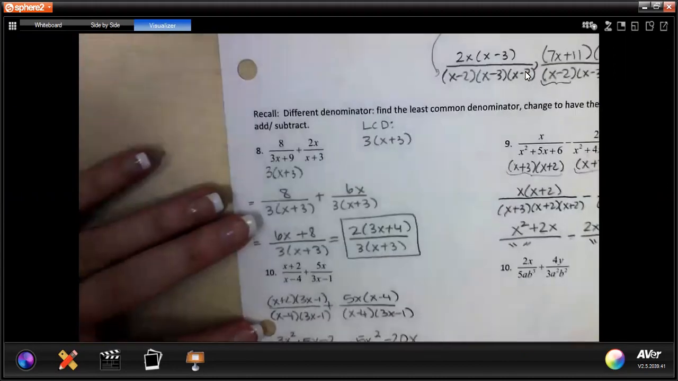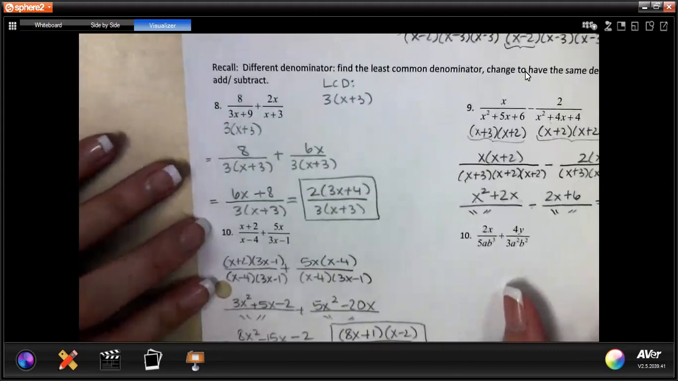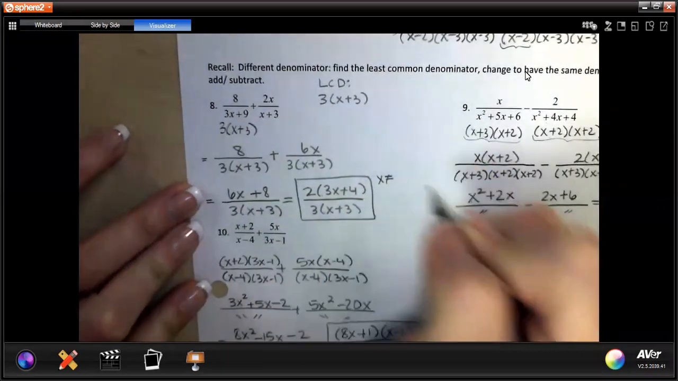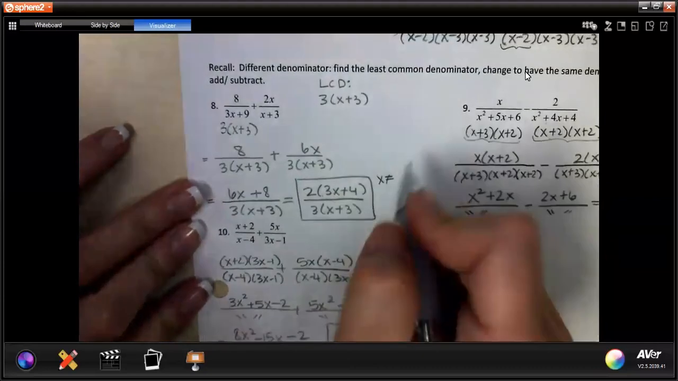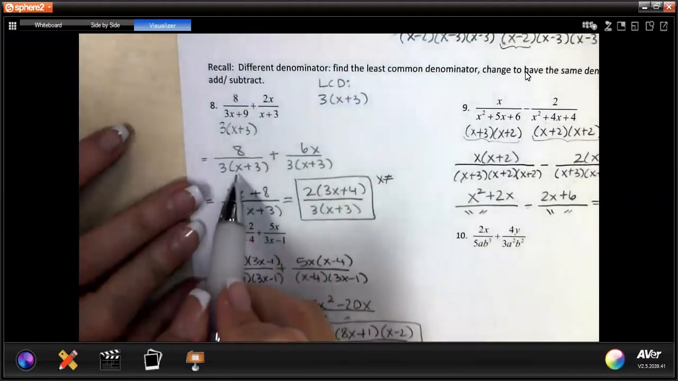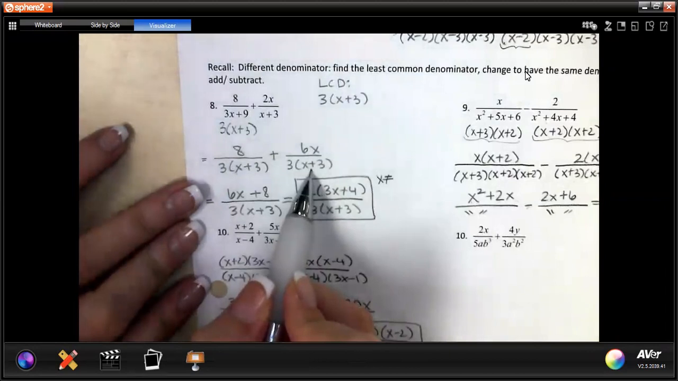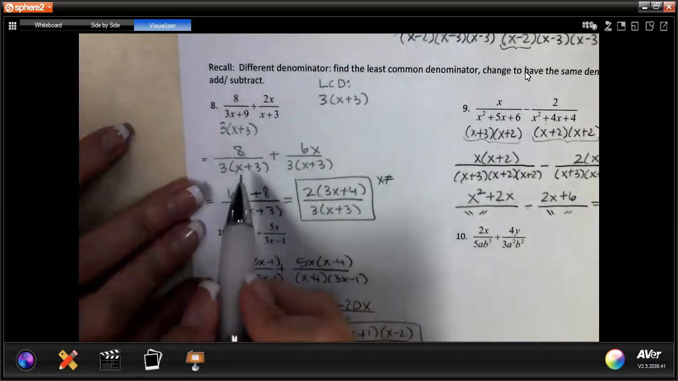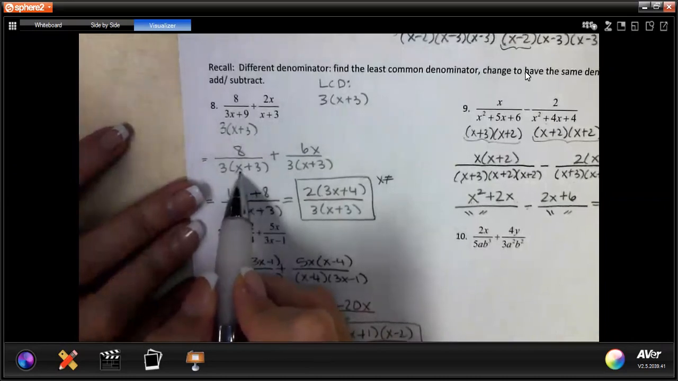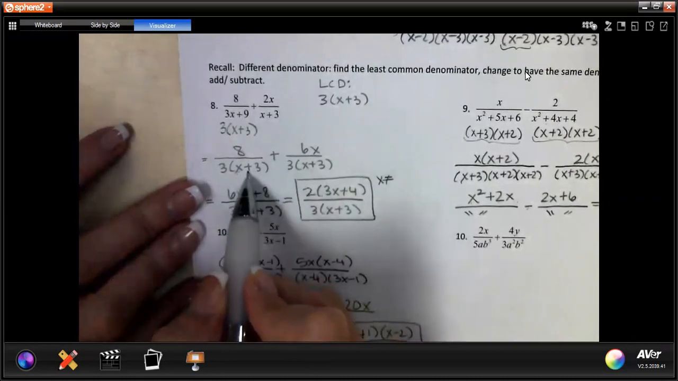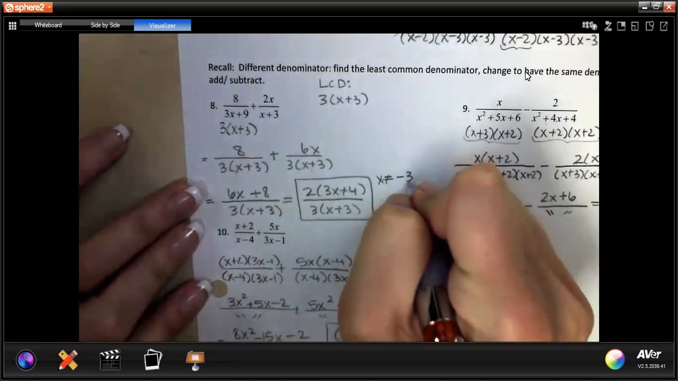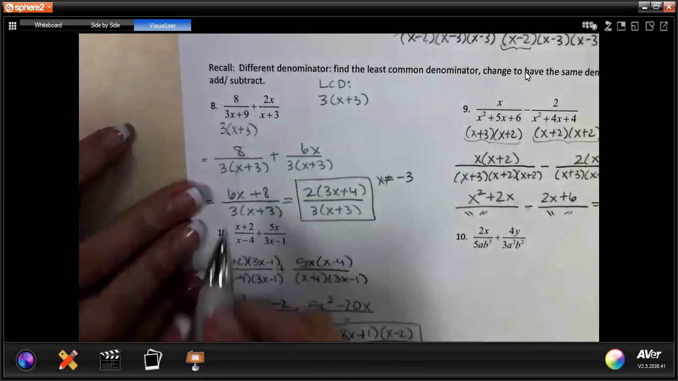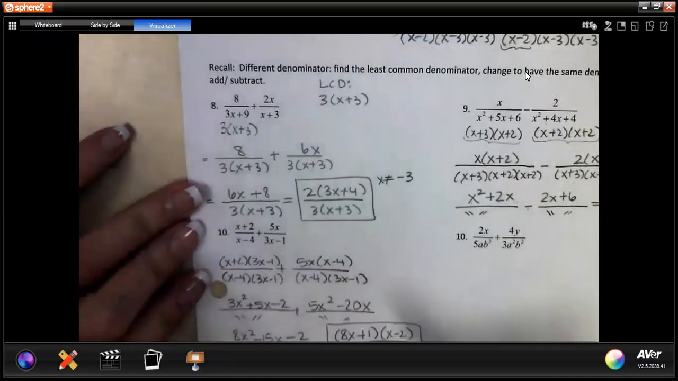One of the things that we haven't talked about is restrictions. Most of the time on tests, you will have the restrictions that you'll need to write. And that is what x cannot be in these problems. So anything that was in the denominator and would make this 0, you would have to consider a restriction. For example, in this first case here, we had x plus 3 in the denominator. So x would have to be unequal to negative 3, because negative 3 plus 3 is 0. That would cause a 0 in the denominator.